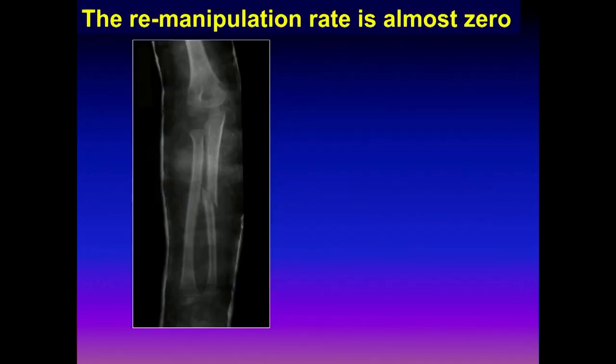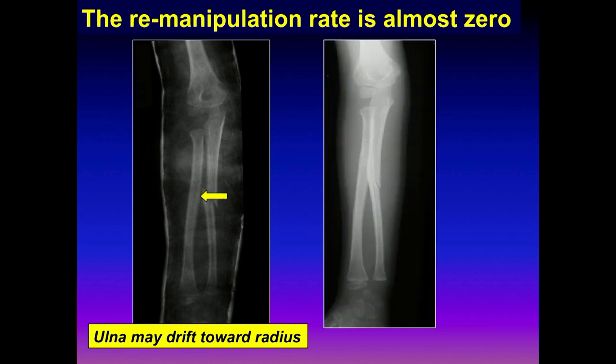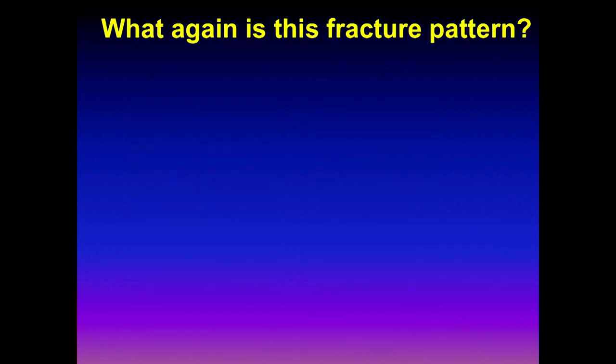Now, how effective is it? Well, the remanipulation rate is about 15 to 20% if you put it in a long arm cast at 90 degrees. We did a study here, and in Dr. Rang's original article, the remanipulation rate was almost zero. The ulna has a tendency to drift towards the radius, but that doesn't seem to cause any problems. Usually it's not a problem with rotation or with the clinical appearance.